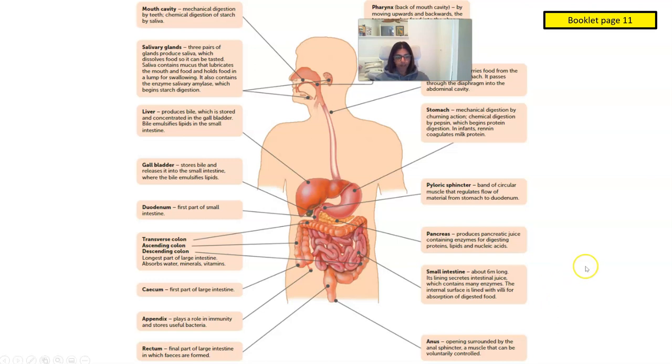From this diagram, you'll be able to see that there are other parts of the intestine that I haven't mentioned, but we will come to these in turn.